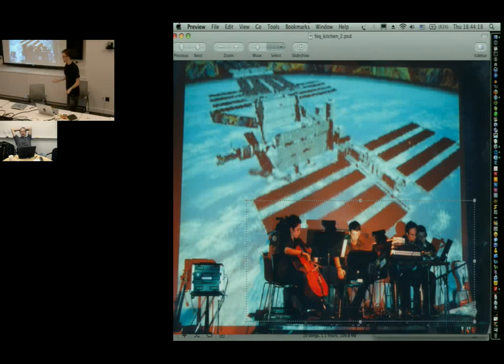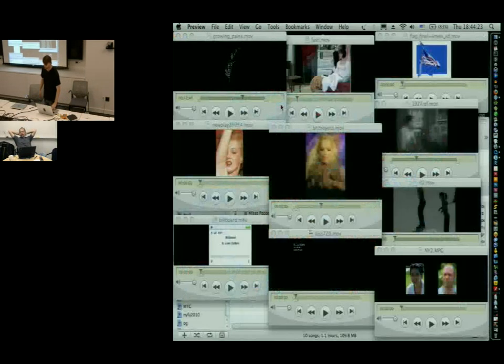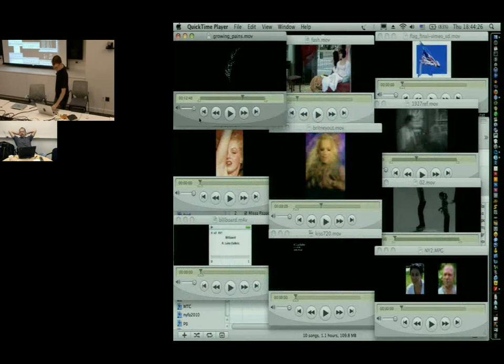So I was trying to figure out how to make us look more fun. Back to the point. I started performing and writing a lot of music that involved imagery. And so this is an early example.